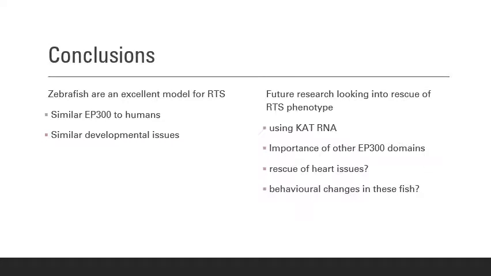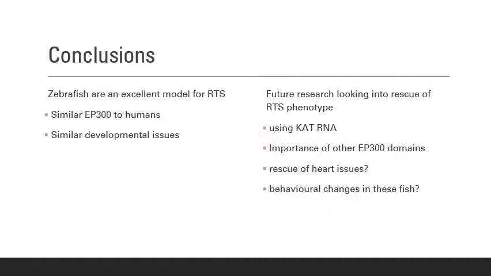And so really to finish things off, it does seem like zebrafish are an excellent model for Rubinstein-Taybi syndrome. Not only does the EP300 in zebrafish share similar sequences with the human version, but the zebrafish actually also show similar developmental issues associated with the syndrome, including the jaw-related issues, heart-related issues, stunting of growth, and neural tube formation, for example. So really it does seem like it's an excellent model.